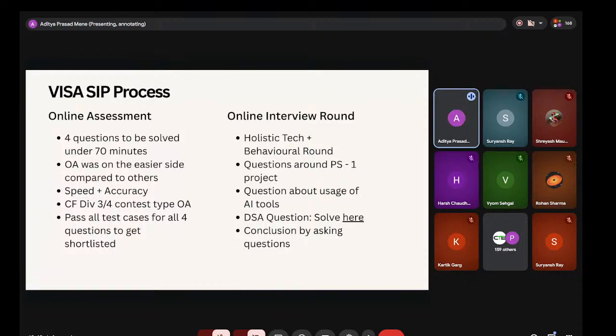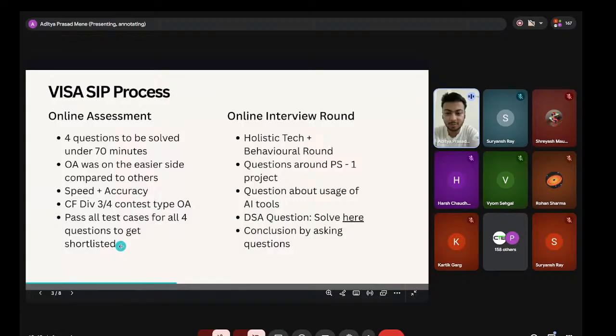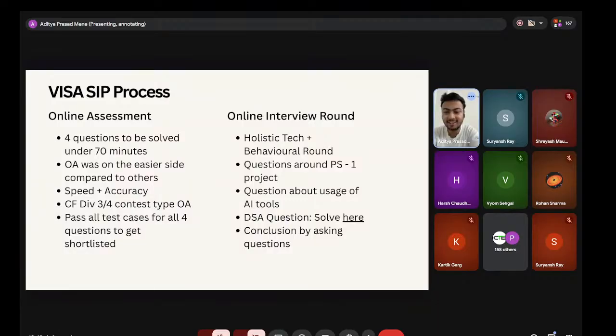This was the OA. Now let's move to the online interview round. There was only one interview round for the Visa process. They were very fancy in naming it. They called it the holistic tech plus behavioral round. So it's nothing special. It's just your DSA, CS fundamentals, resume, and some of those behavioral or HR type questions.